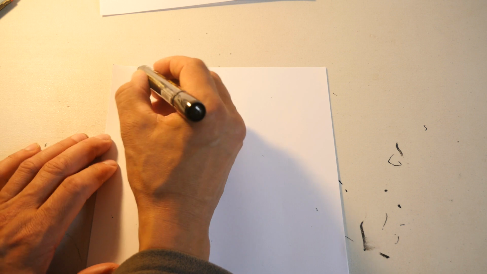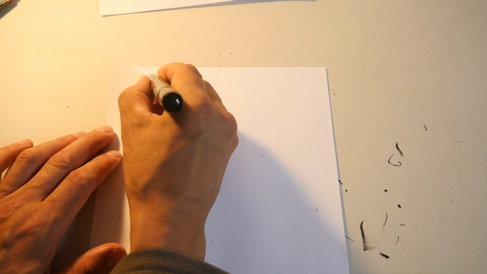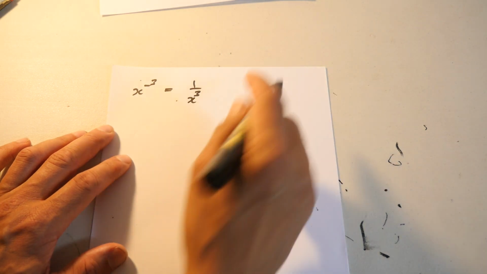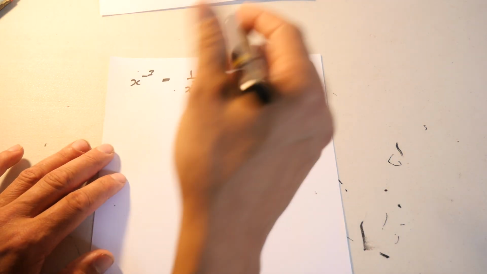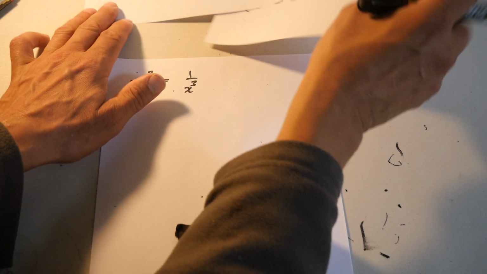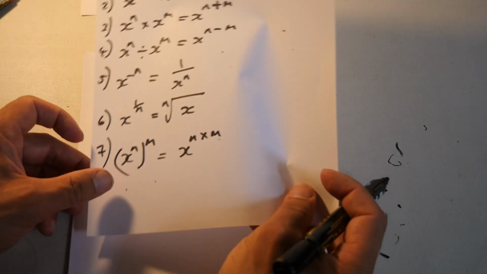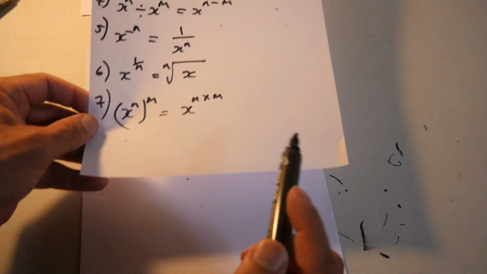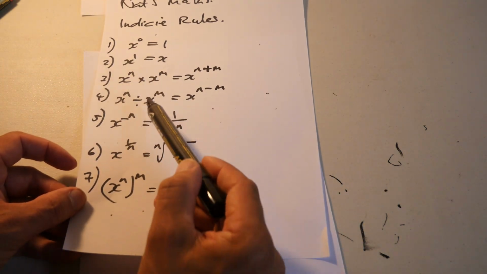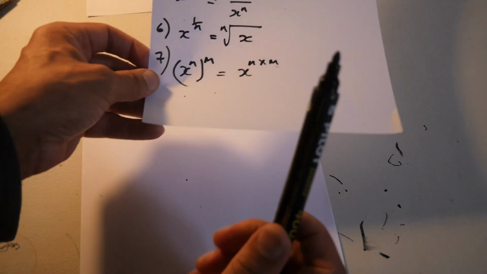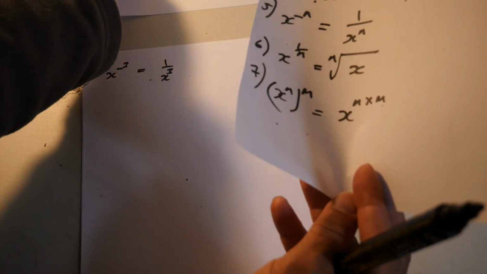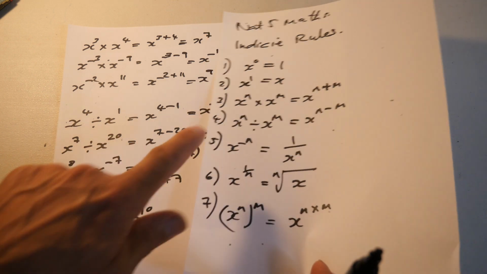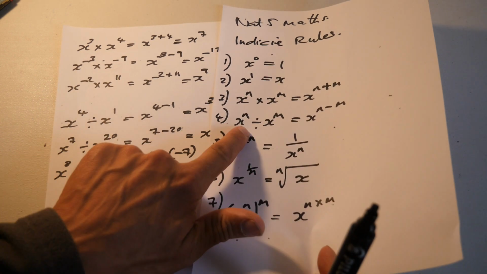Another example, so x to the minus 3 equals 1 over x cubed. That's applying that rule, okay? Rule 5. The other two have just been applying these two rules, okay? So, yeah, when you're adding them together, that's this rule. When you're dividing them, that's this rule, okay?